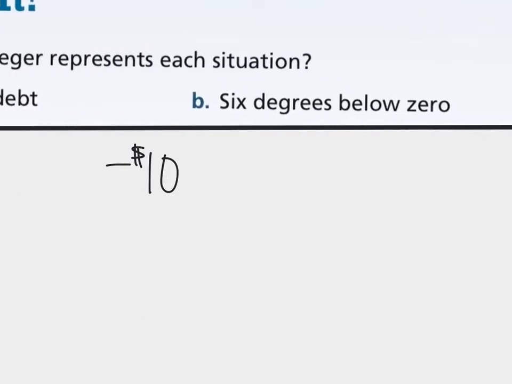Part B, 6 degrees below 0. Below 0 would mean negative, so that would be -6 degrees. We don't know if that's Fahrenheit or Celsius there.